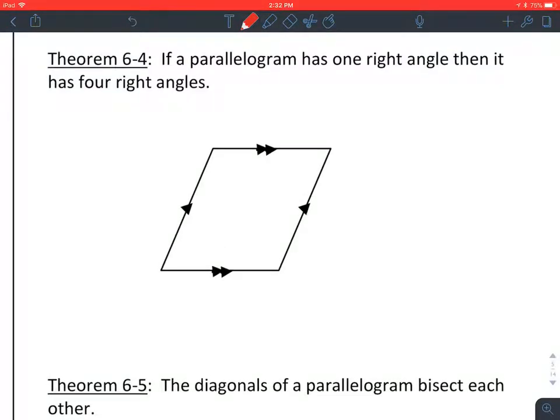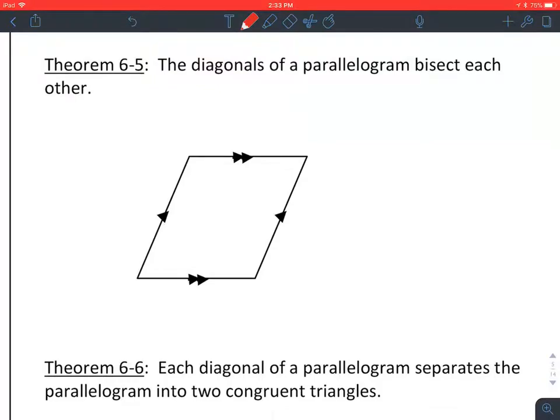Next theorem. If a parallelogram has one right angle, then it has four right angles. So if we put a 90 degrees in here, as we've already learned, the opposite angle has to be the same. So those are both 90. And we just learned from theorem 6.3 that consecutive angles, like these two, are supplementary. If one's 90, what do you add to 90 to get 180? Well, it has to be 90. So if there's one right angle in a parallelogram, they're all right angles.